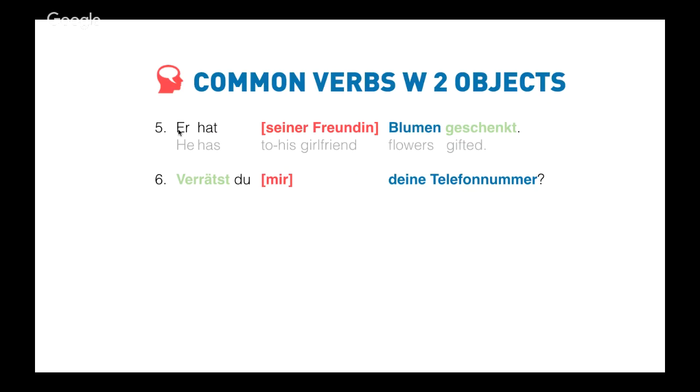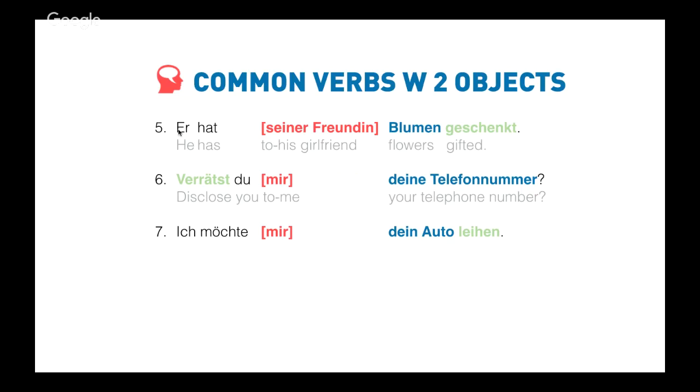Now the next sentence would be, verrätst du mir deine Telefonnummer? Nothing special here. The verb verraten means to disclose. It also means to betray, but there's nothing to betray when it comes to telephone numbers. So to disclose. Will you disclose your telephone number to me? One more. Ich möchte mir dein Auto leihen. You will see soon.